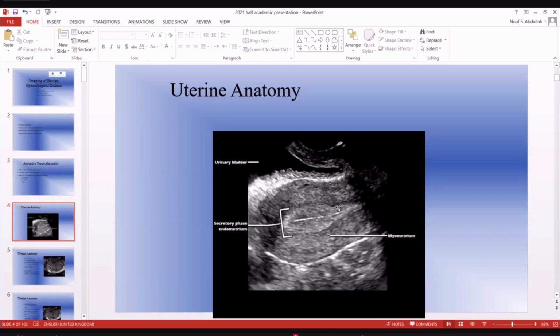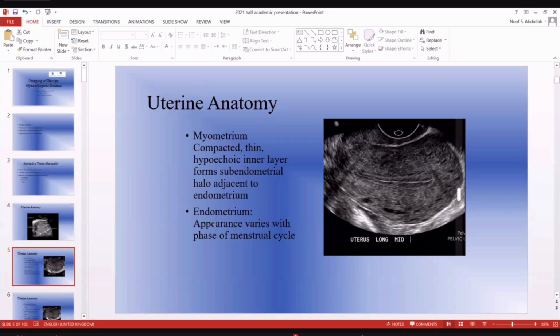In the endometrium, the appearance depends on the cycle of the patient. If the patient is coming during the secretory phase, you're going to see that the endometrium is very thickened, with a thin echogenic central line identified, and then you have the outer myometrium. When the patient comes immediately after the cycle, you're going to see a thin hypoechoic layer, the subendometrial halo, adjacent to a thin echogenic endometrium. This is once the patient has finished her cycle and is going into the proliferative phase.